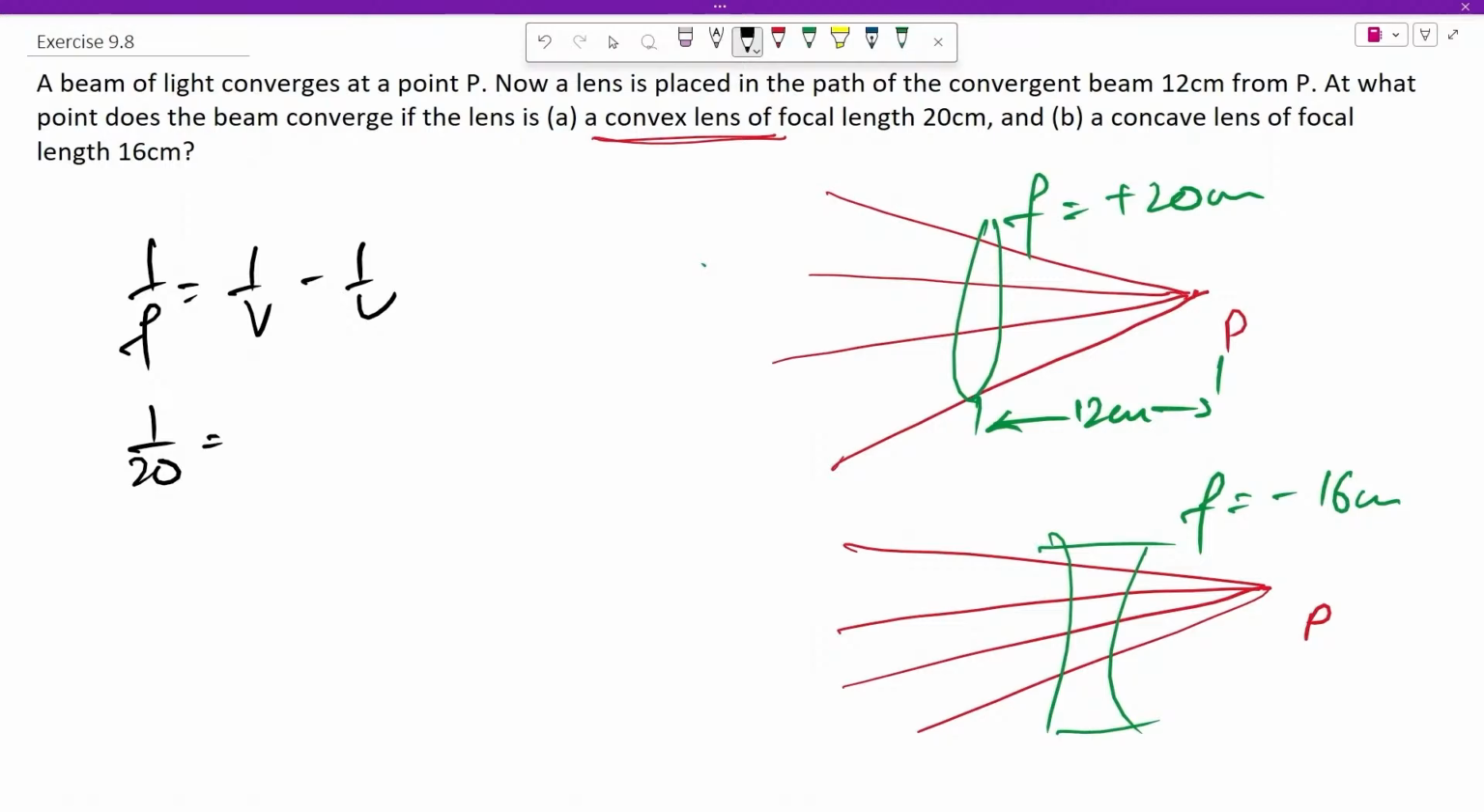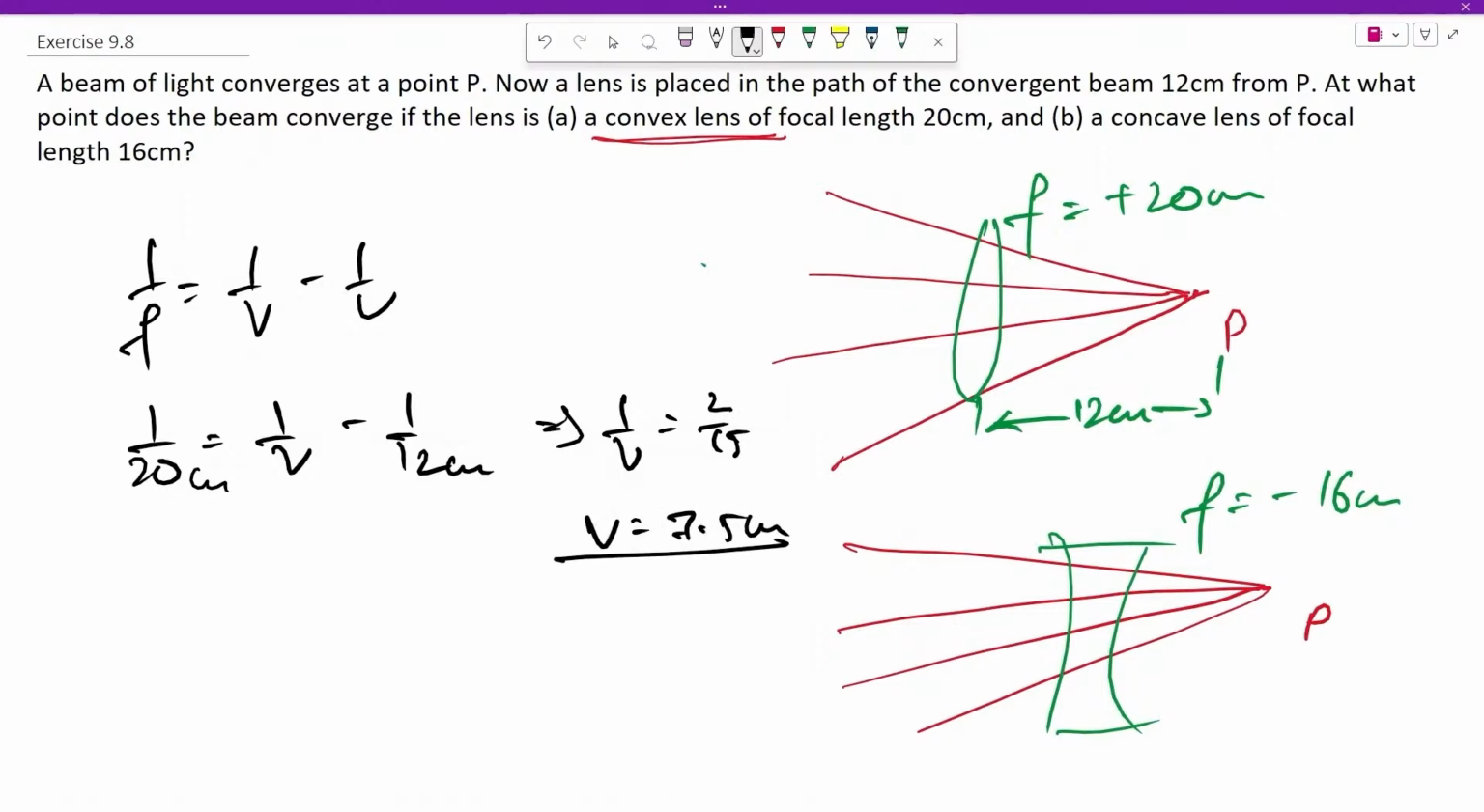Equals 1 by v, which we have to find out, and u is 12 centimeter. Solving this, we get the value of 1 by v as 2 by 15, or v as 7.5 centimeter. So what we see here is that it is at 7.5 centimeter away from this convex lens.